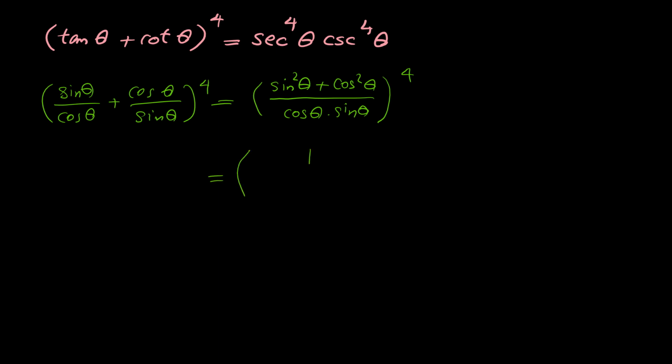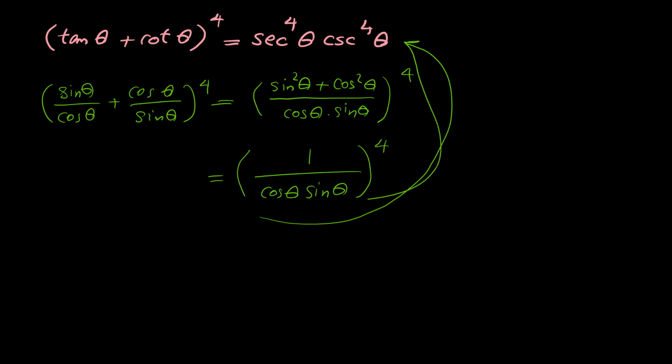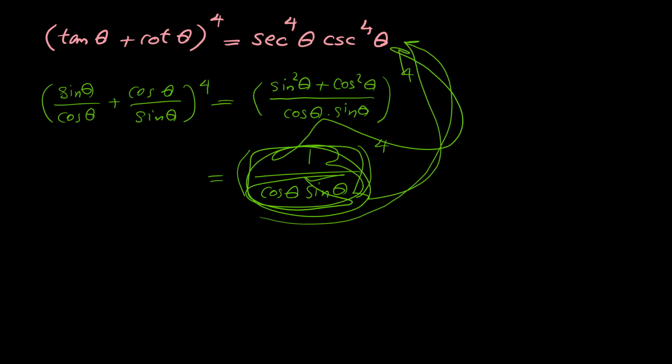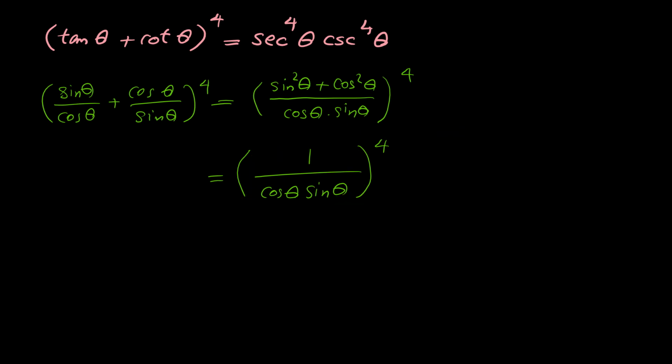So we have 1 over cosine theta times sine theta to the 4. Now, at this step, we are so close to the other side because now we have one expression without any plus or minus here to the 4. And attention, 1 over cosine times sine is basically, first of all, this power 4 is for all of this. So this is 1 to the 4, cosine to the 4, sine to the 4.